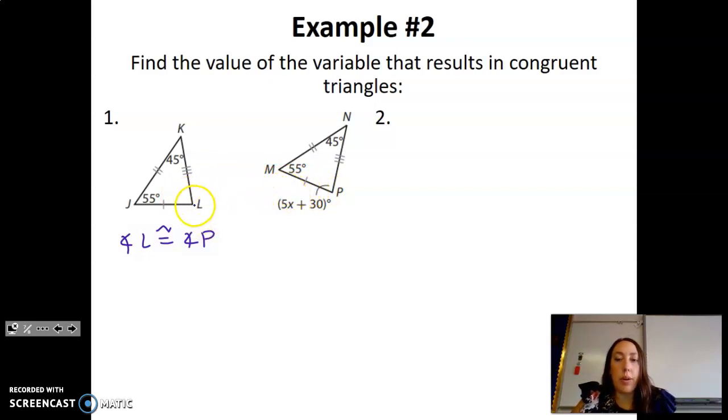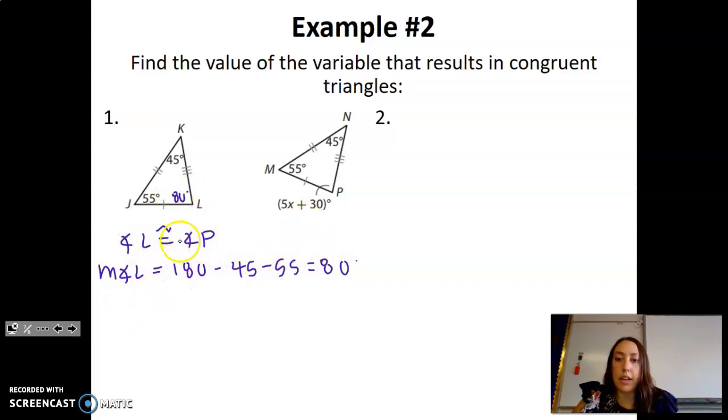So let's first figure out what L would have to be, because we know two angles are 55 and 45. So the measure of angle L is going to be 180 minus those two other angles, which gives us, so 45 and 55 gives us 100. So angle L must be 80 degrees.